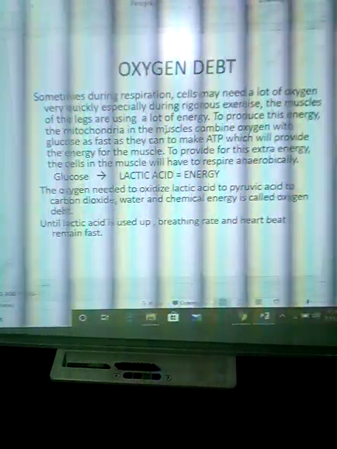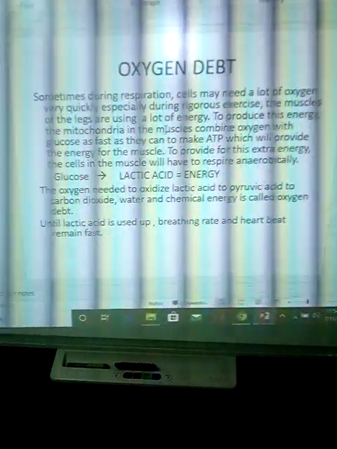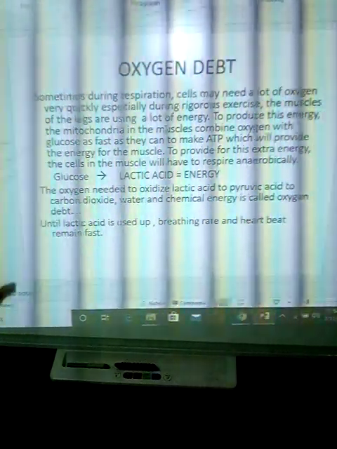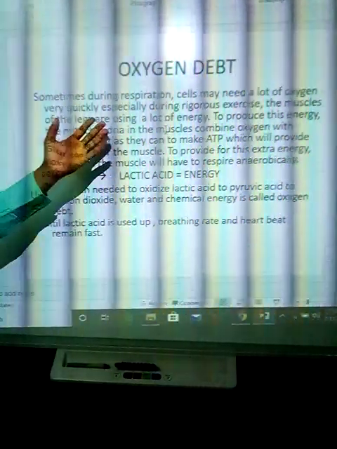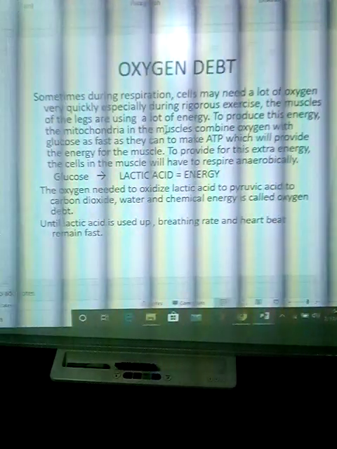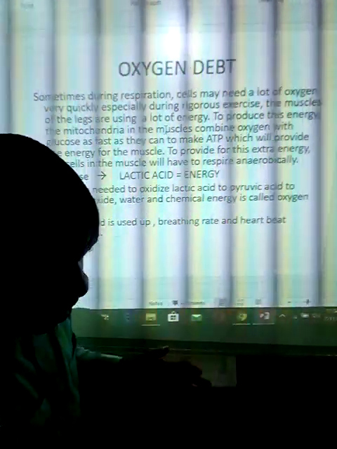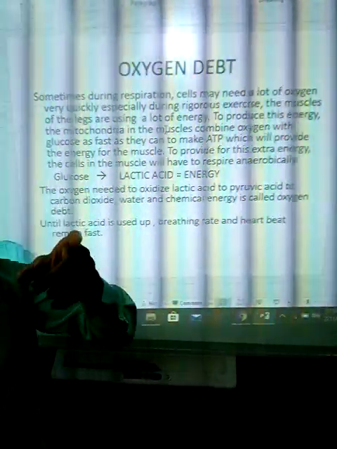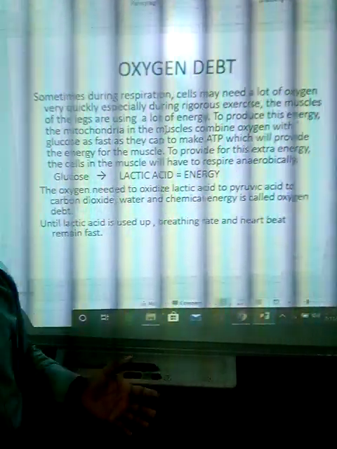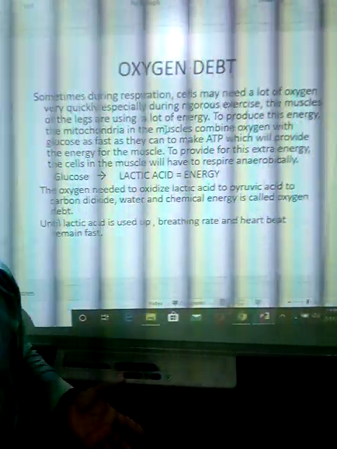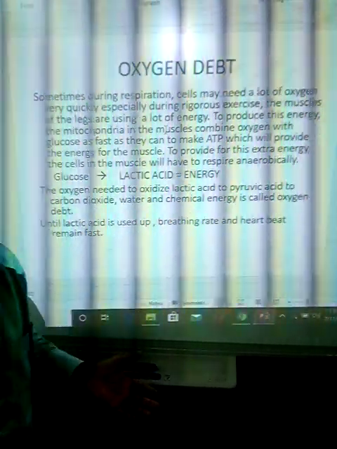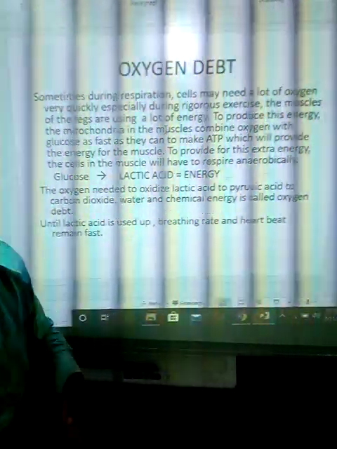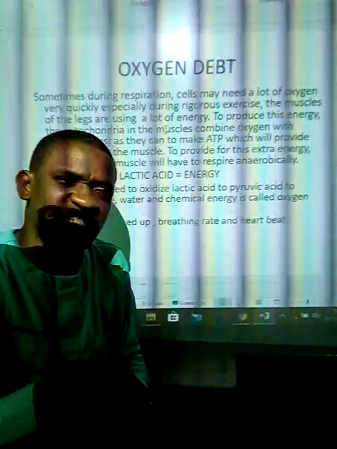A very sensitive part we shall consider is what we call oxygen debt. What do we mean by oxygen debt? Sometimes during respiration, cells may need a lot of oxygen very quickly, especially during rigorous exercise. You will notice that endurance athletes, at a point when they begin to move at a speed where oxygen cannot diffuse in. Oxygen is a gas. It diffuses at a very low temperature, so at a very high temperature, it does not diffuse in. So at the speed an endurance athlete is moving, oxygen cannot diffuse in, and it creates a situation we call oxygen debt.